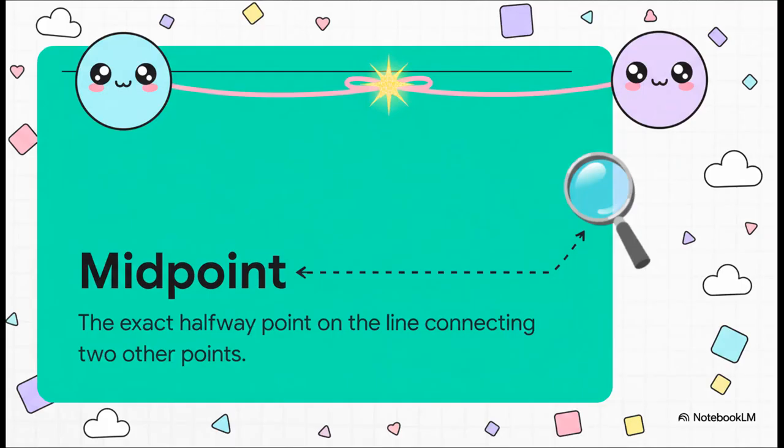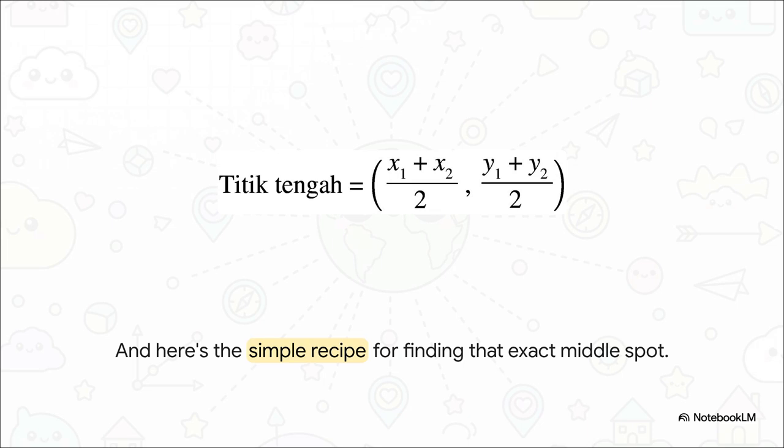Okay, our second tool is for finding the midpoint. This one's super easy to picture. Imagine stretching a piece of string between 2 of our points. The midpoint? It's just that exact spot where you'd fold the string perfectly in half to find the dead center. And get this, finding it is so easy. It's literally just about finding the average. All you do is add the two x coordinates together and divide by 2.